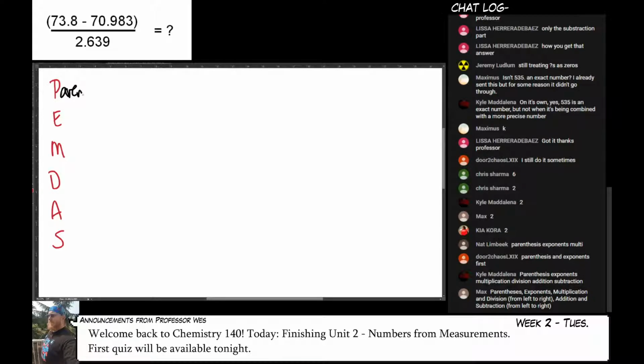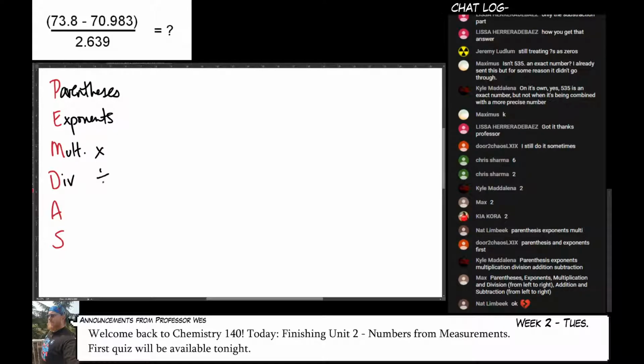P is parentheses. E is exponents. Multiplication and division, and those are actually ranked together. And then addition and subtraction are also ranked together. And so this is the order of operations. Whenever you see a problem on the board, or in your book, or whatever, and it has these functions in here, you have to do them in this order, or else you get the wrong answer.